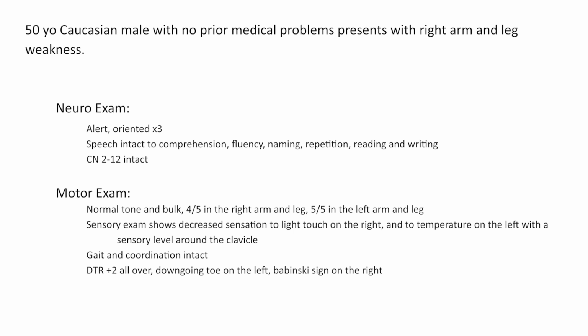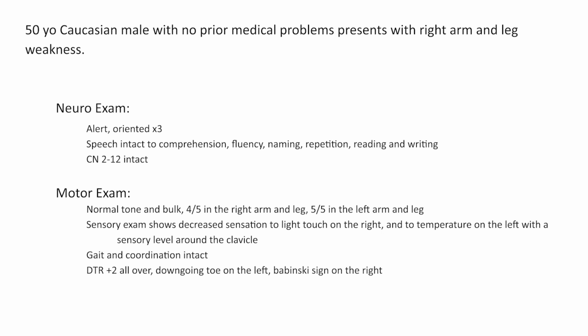His speech is intact through comprehension and fluency, naming, repetition, and reading and writing. His cranial nerves are grossly intact. His motor examination shows that he has normal tone and bulk. He has 4 out of 5 strength in the right arm and the right leg, and 5 out of 5 strength in the left arm and the left leg. Sensory examination shows that he has decreased sensation to light touch on the right and to temperature on the left, with a sensory level that's around the clavicle. His gait and coordination are intact.